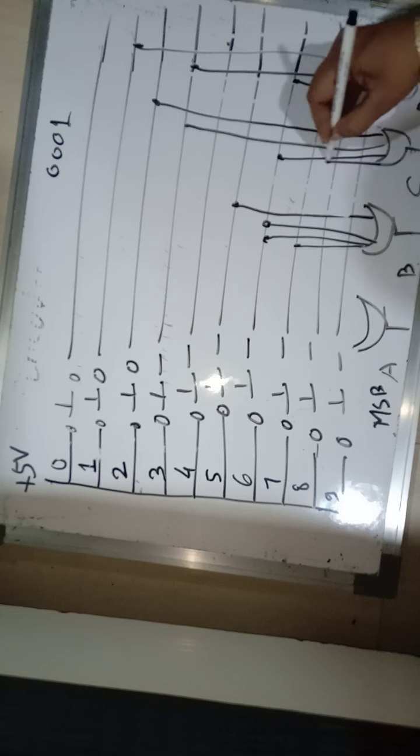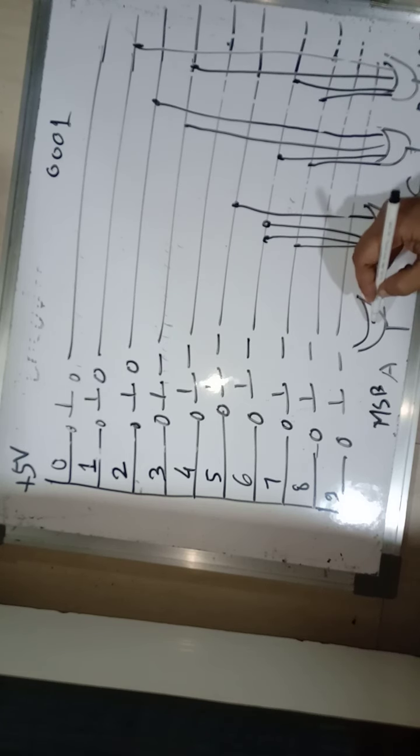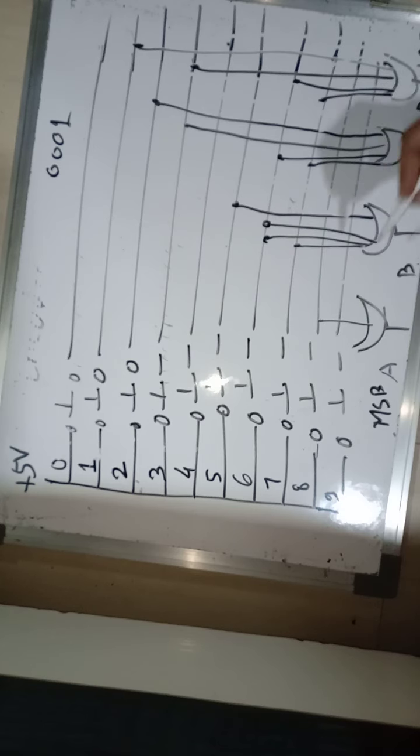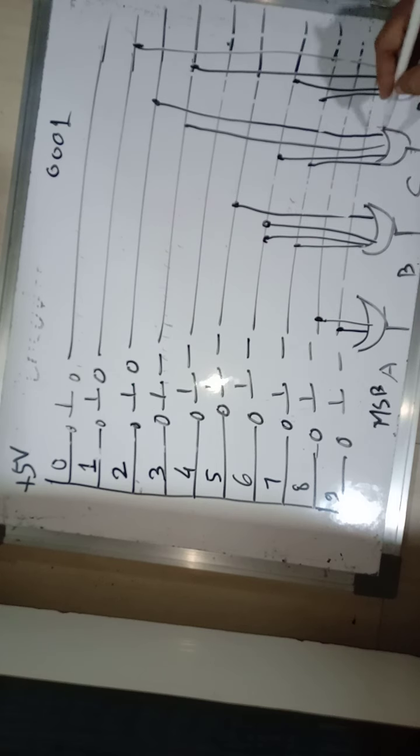1, 1 and 1. 8 is 1, 0, 0, 0 and 9 is 1, 0, 0, 1. Okay, so in this way you will get the output from the BCD encoder when you are giving the respective input. Suppose आपण 0 दाबला तर 0 मिळणार.